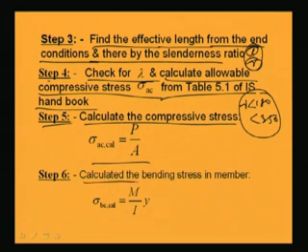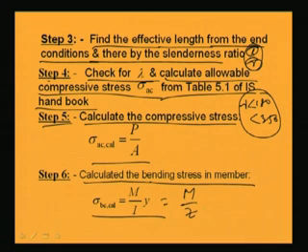Then calculate the bending stress in the member, sigma BC calculated. Sigma BC calculated will be M by I into y, or simply M by Z. The maximum compressive stress will be at the extreme fiber. So we can find out the sigma BC calculated, right.